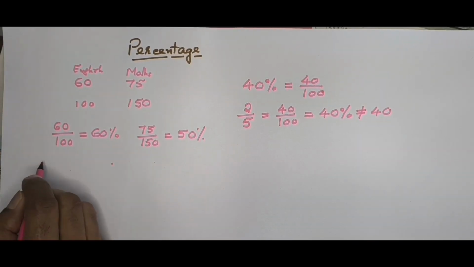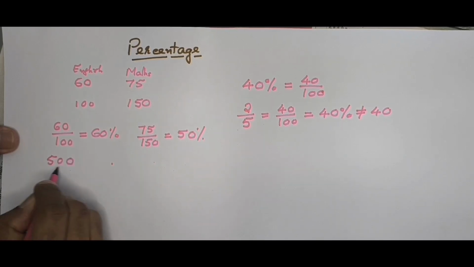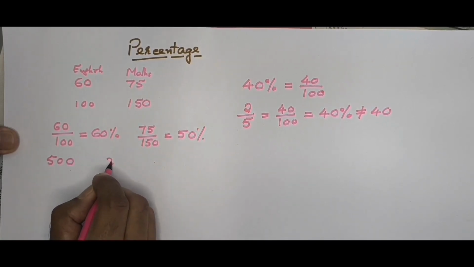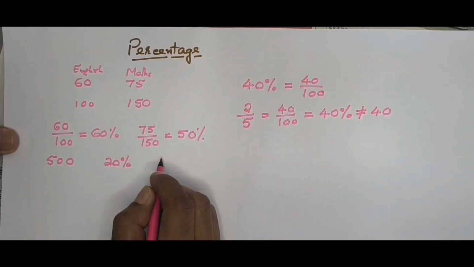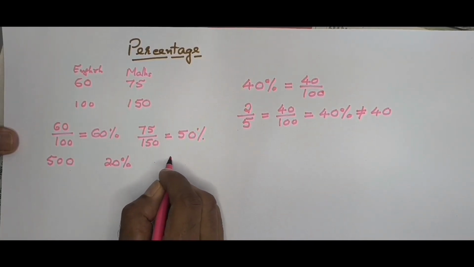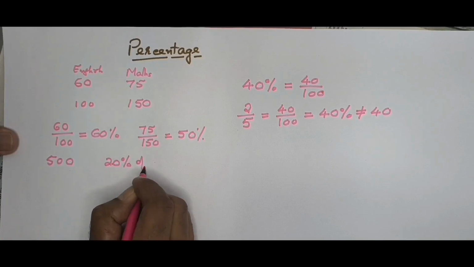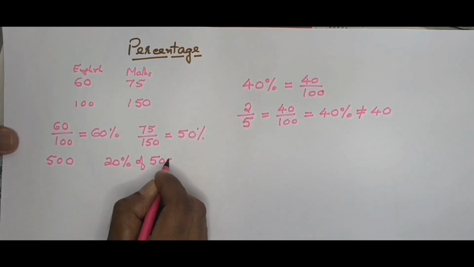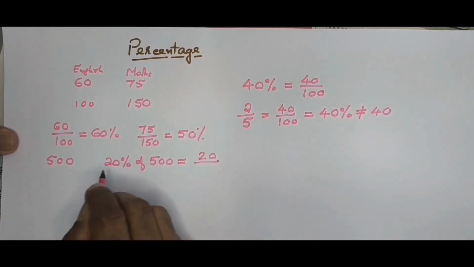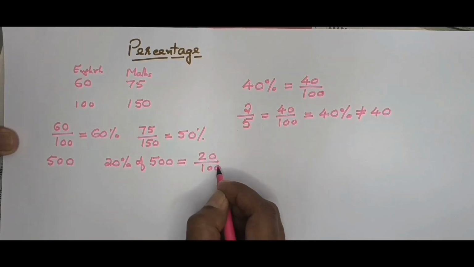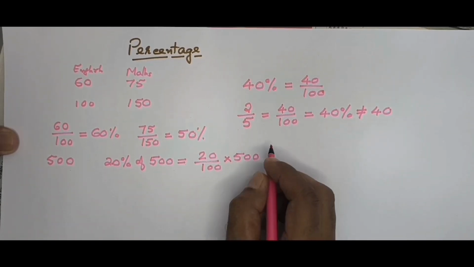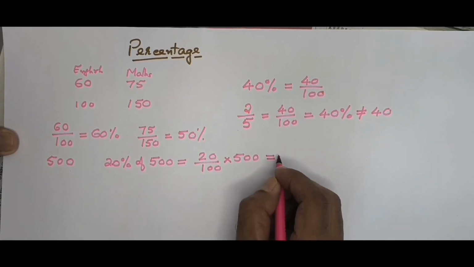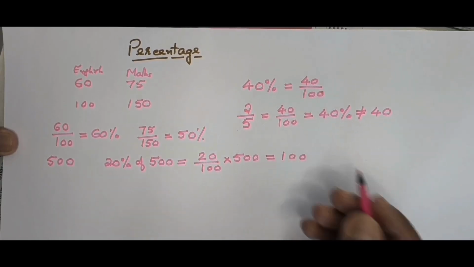Let me begin with a few very basic questions. Supposing 500 students wrote a competitive exam and 20% of them cleared the exam, then what would be the number of students who cleared the exam? 20% of 500. 20% means 20 divided by 100. Of means multiplication, 500. On simplification you get 100.